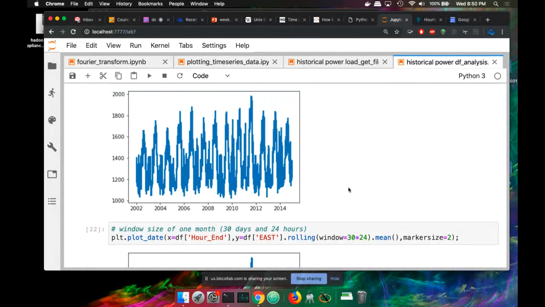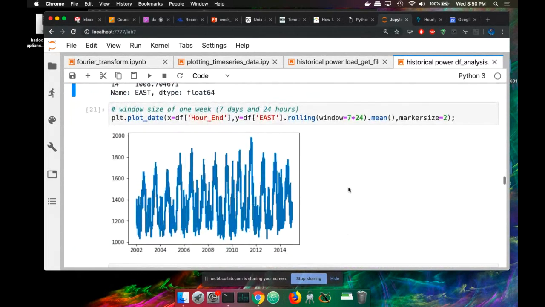So here, let's see, what was the rolling window size? 7 times 24, that's the number of data points in a week. So my rolling window size over the span of these many years is a week. All right, we're all good on that.